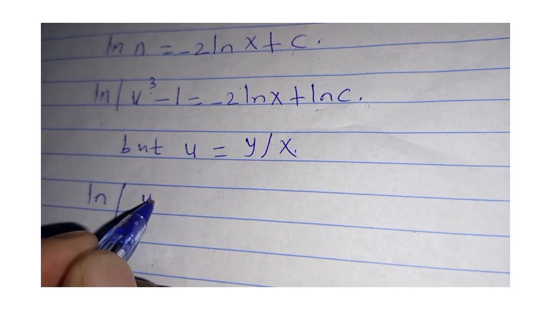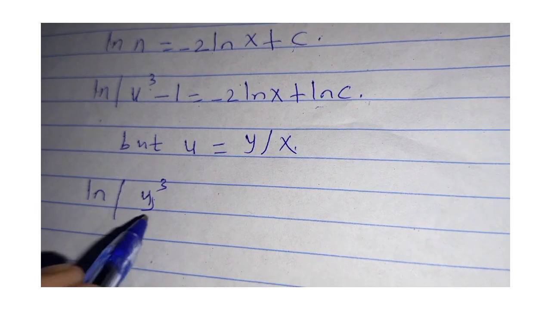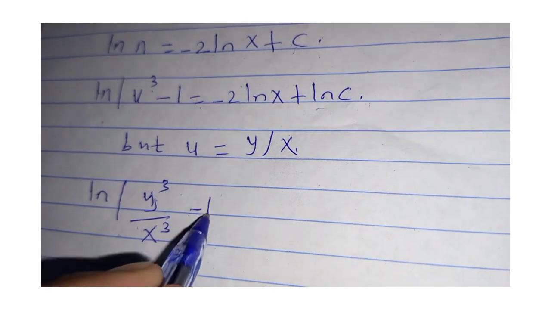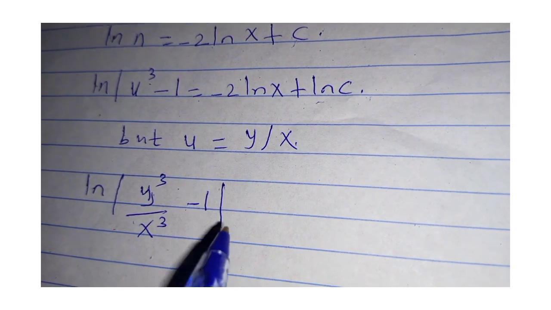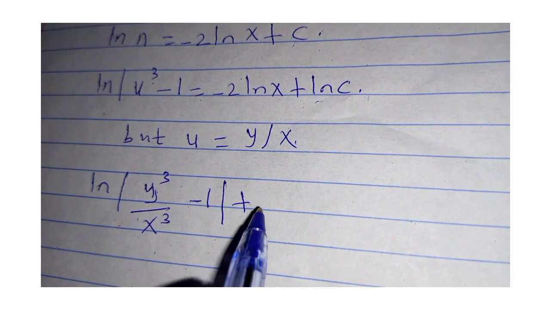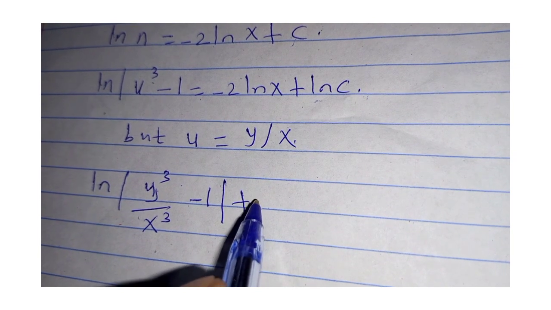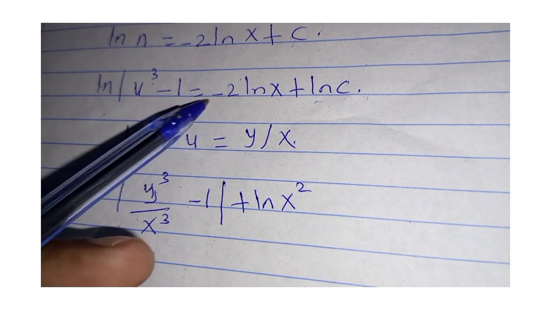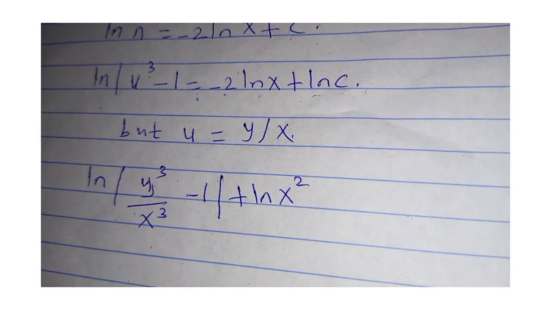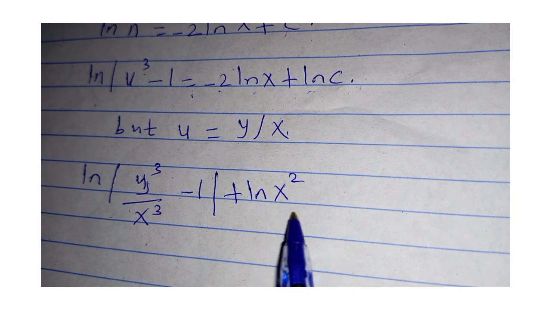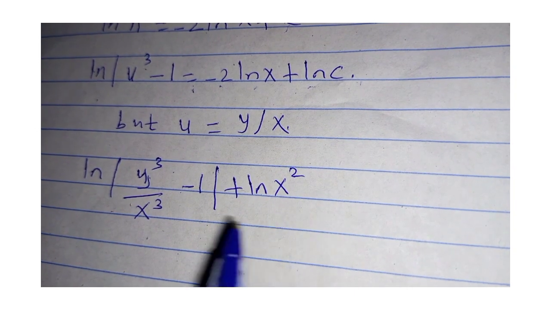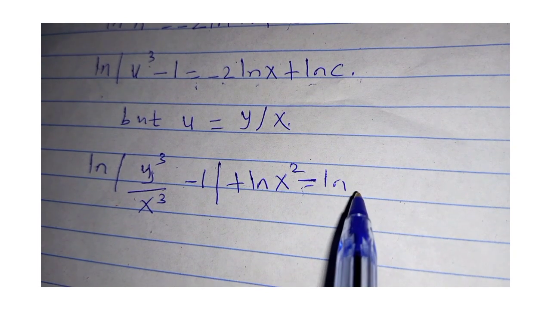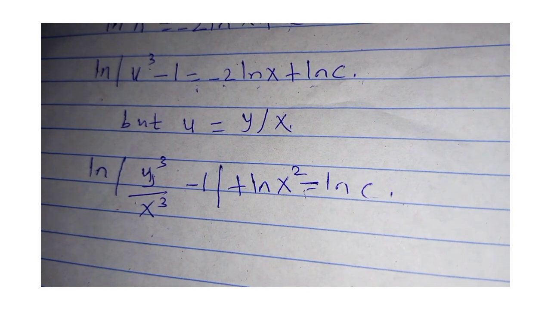natural logarithm of modulus of y cubic over x cubic minus 1 plus natural logarithm of x squared. I have taken -2 natural logarithm on the left hand side to make it positive, and I have used the rules of logarithm to write it as x squared. This is equal to natural logarithm of c.